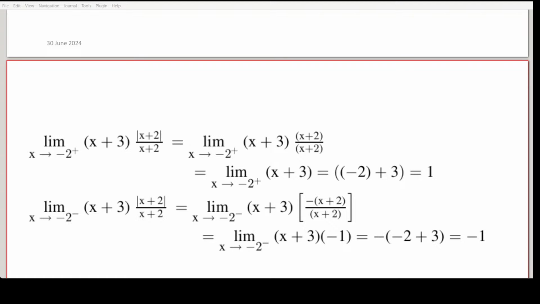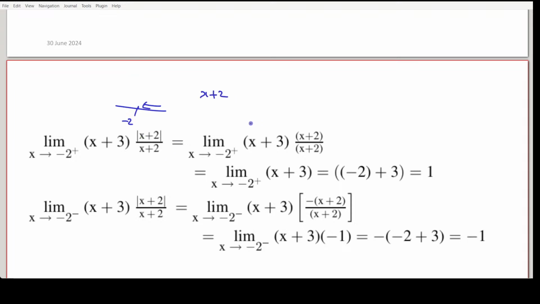Sir, you just changed mod of x plus 2 into normal x plus 2 only, and then cancel the terms. Why? What does x tends to minus 2 plus mean? That's why. This is minus 2, right? We are approaching from the right side, right? Yes, sir. So, x plus 2 will become what?